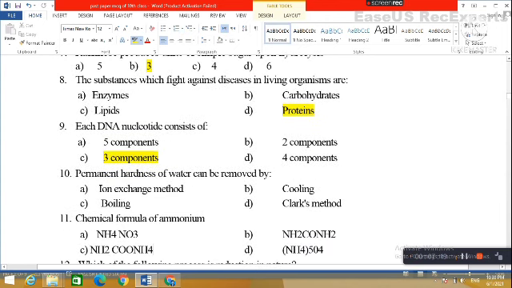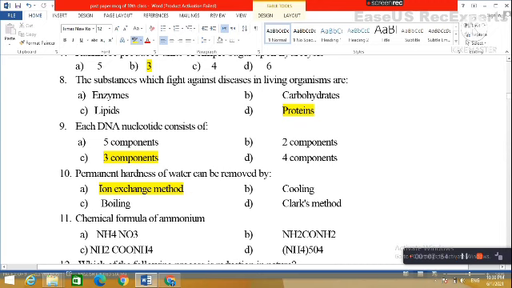Next, question number 10. Permanent hardness of water can be removed by option A, ion exchange method, option B, cooling, option C, boiling, option D, Clark's method. Boiling and Clark's method are utilized for the removal of the temporary hardness of water. Cooling cannot be used for removing either temporary or permanent hardness of water. So ion exchange method is the right option, as it is utilized for the removal of the permanent hardness of water.